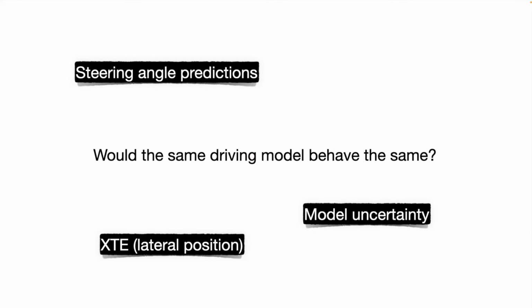In terms of trying to understand whether two models drive the same, we use three metrics. One is the steering angle prediction, because it's the main output of the network, clearly. The second one is the lateral position. And the third one is the model uncertainty during driving. And it is interesting because we didn't know it at the very beginning, but all three metrics concur to give an understanding that you wouldn't have if you skipped one of the three.